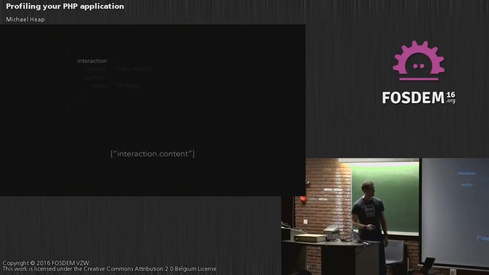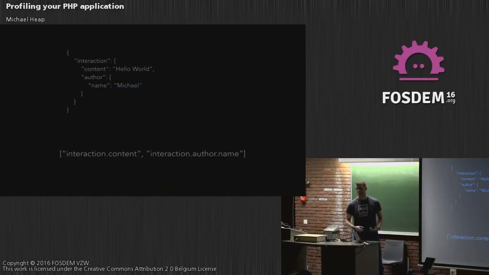And then we start again. We go back to interaction and say, author, is it a scalar value? No, step in. Name, is it a scalar value? Yes, it is. And so on and so forth. It's not a particularly complicated algorithm, but it was one that actually ended up being quite slow.